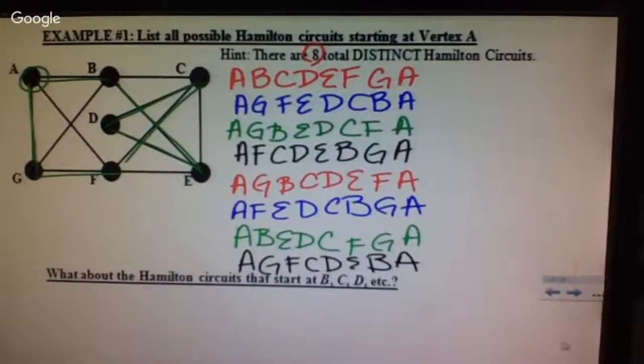Okay, so if I have 8 distinct circuits that start at A, what about the Hamilton circuits that would start at B or C or D? They all have 8. Every last one of them is going to have 8 because it's all of these original circuits that you found. We just shifted over to start at a new place. So instead of starting at A, I'd rewrite all these to start at B, and then I could rewrite all these to start at C. My amount of circuits does not change. Okay?